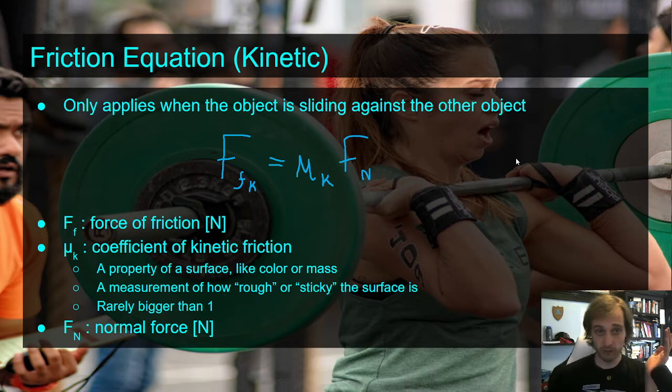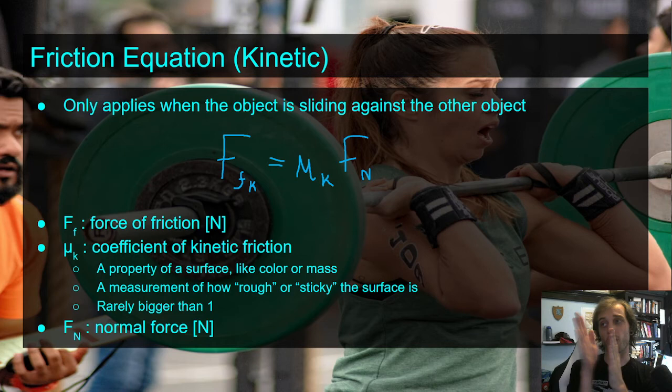This is the first equation for kinetic friction. Kinetic friction, kinetic meaning moving, is going to come up a couple times in this class. It's only going to happen when the two objects are actually sliding against each other. And this one is a lot easier, specifically because there is an equality sign, meaning that they will always be mu k times Fn.